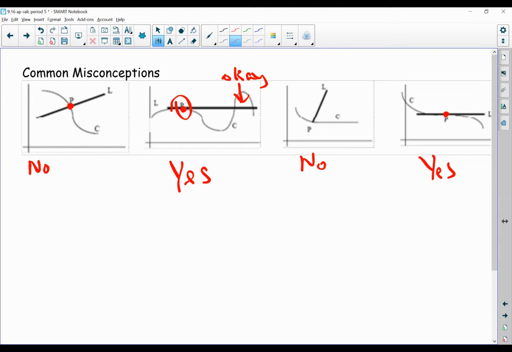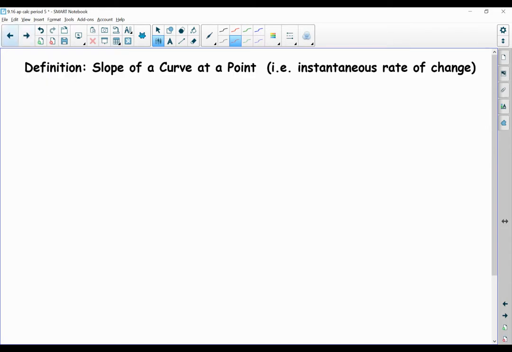So it can touch the function other places, but it has to touch P and it has to have the same slope as P. So they have to share that point and share that slope. Okay, so a little bit about tangent lines.